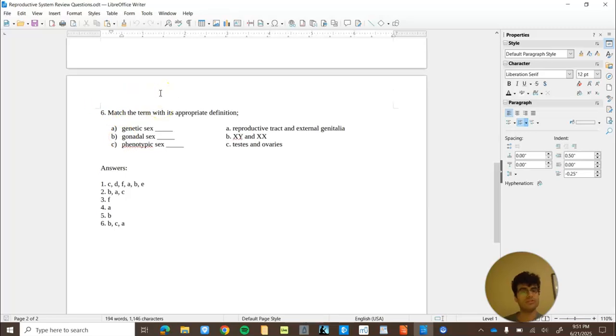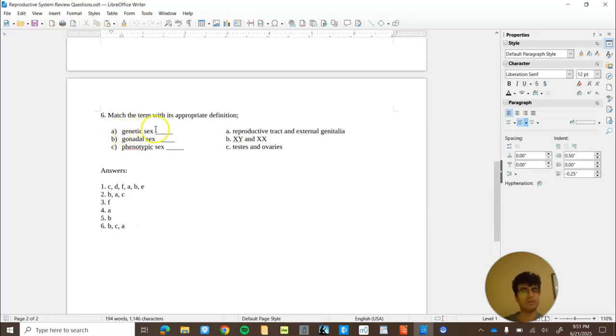And number 6, we're going to match the term with the appropriate definition. So we have different types of sexes that we can identify. The genetic sex has to do with the chromosomes. So that's going to be XY and XX. So that's how you determine the genetic sex.